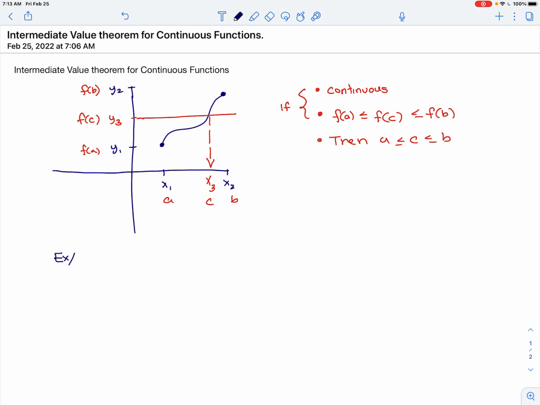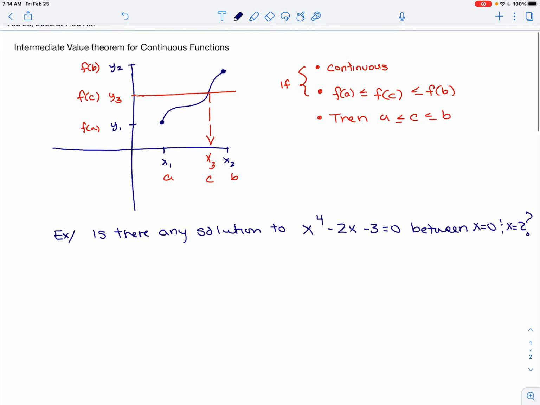Let's say that, is there any solution to x to the fourth minus 2x minus 3 equals 0 between x equals 0 and x equals 2. Okay, so let's use the intermediate value theorem for continuous functions to show that.